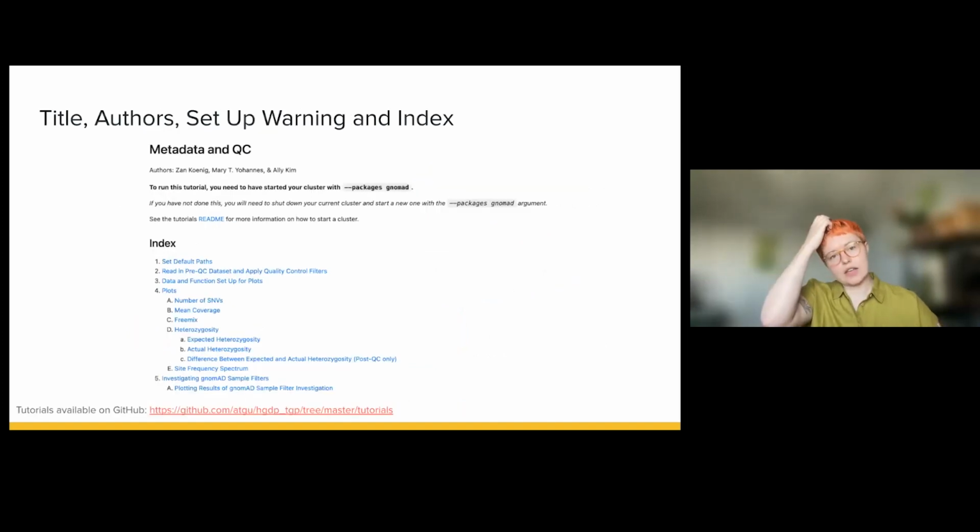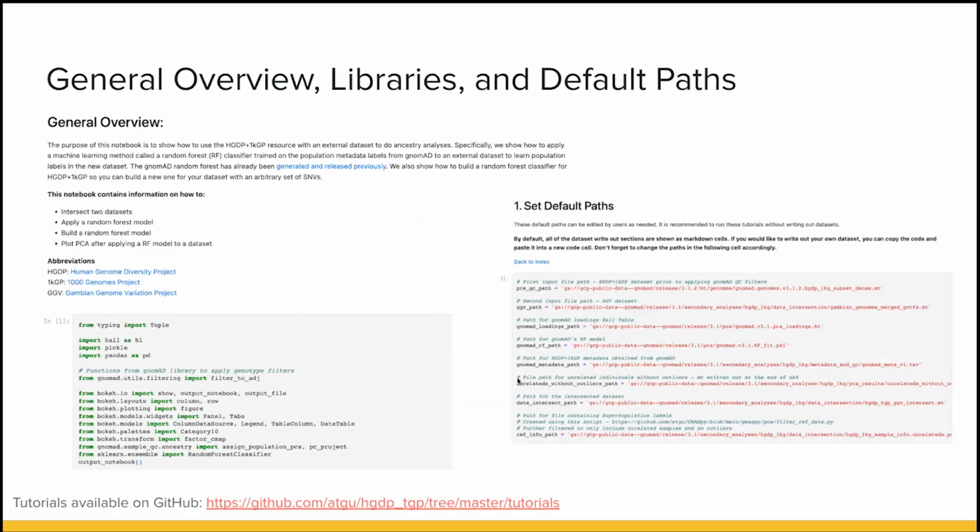So here I'm just giving an example of what a title, author, setup warning, and index section would look like. The specifics aren't necessarily important, but all of them have this similar look. And then this here is kind of the general overview section. We also link to relevant papers, explanations of abbreviations that we use, as well as linking to, of course, the projects that we retrieve data from.